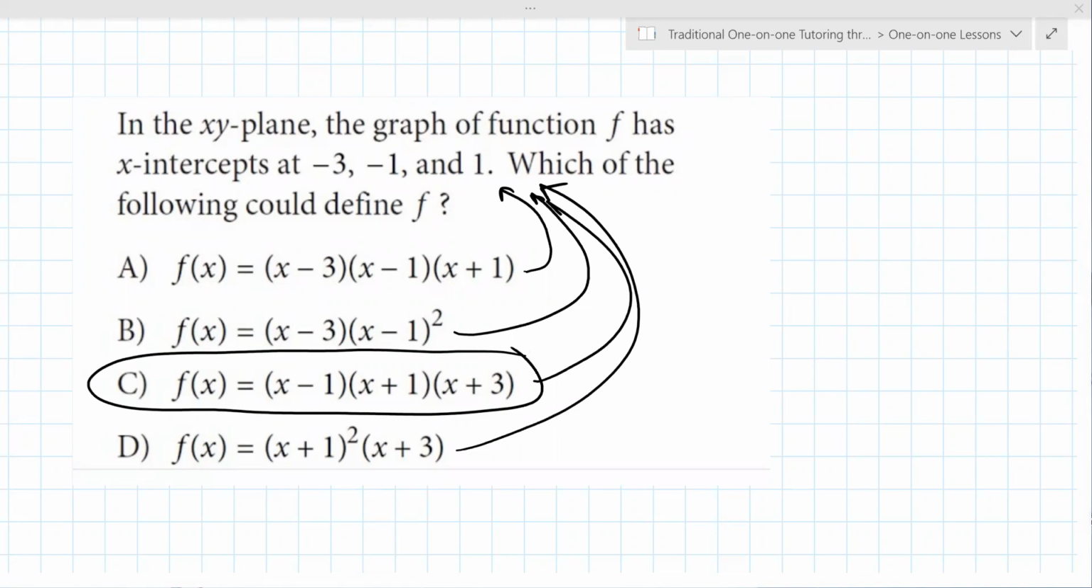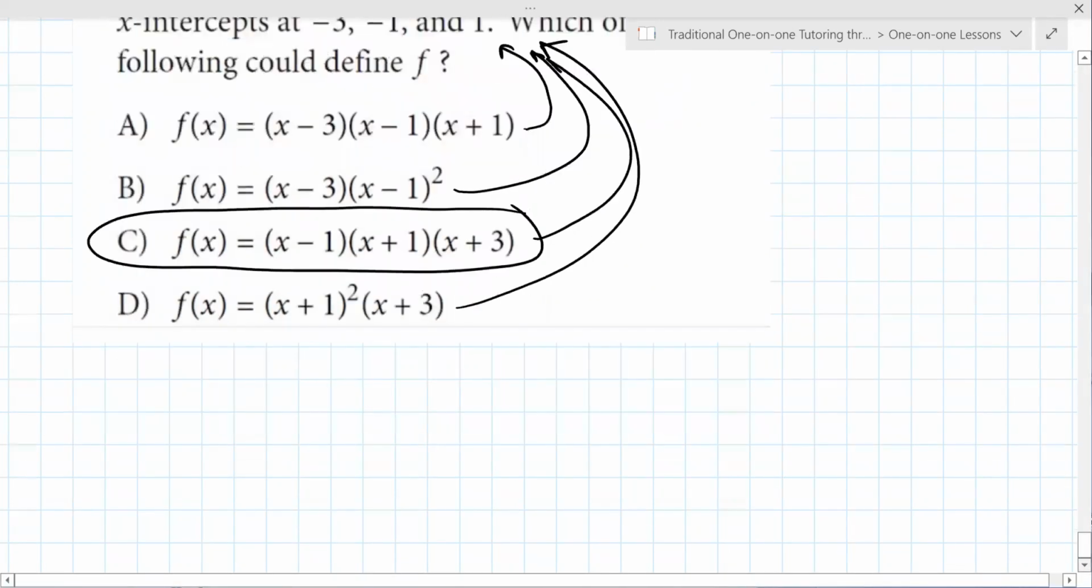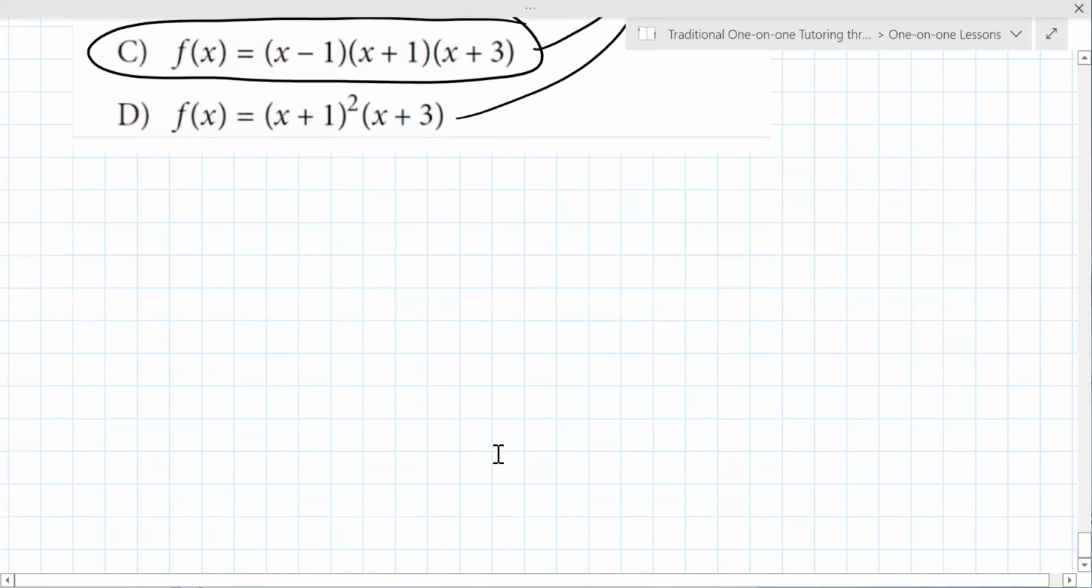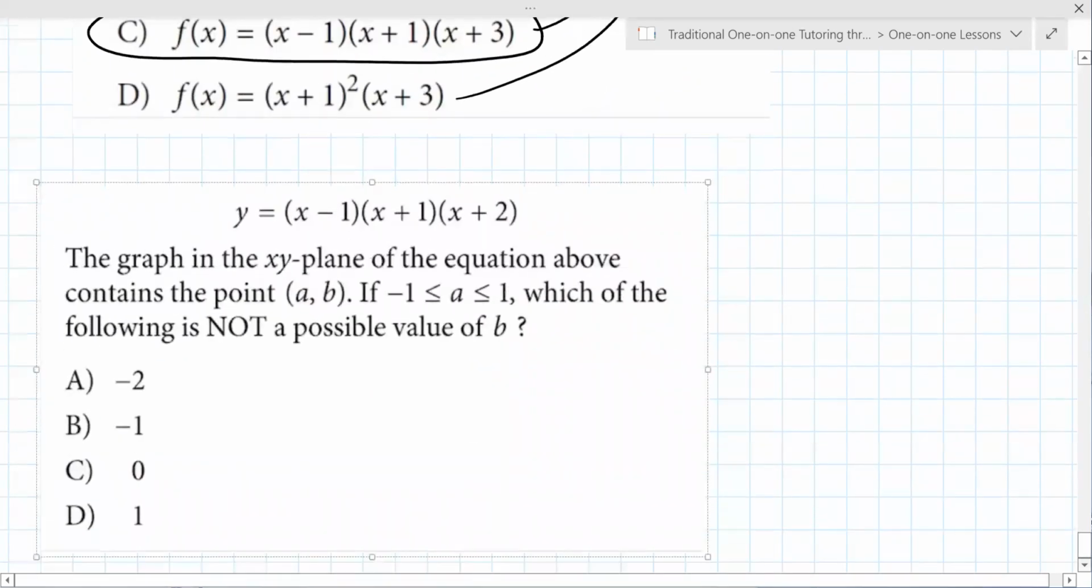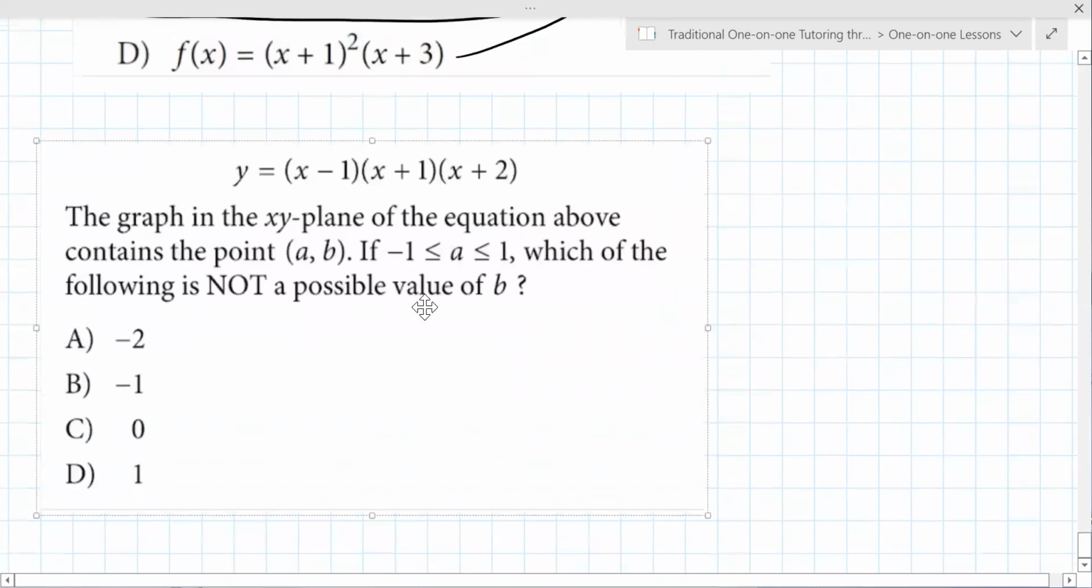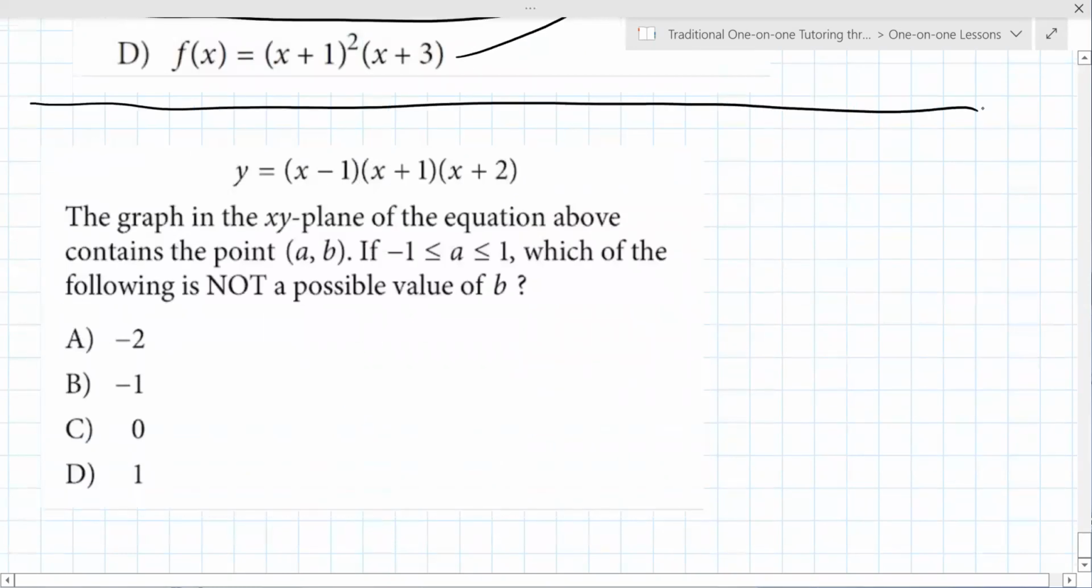Okay. So this one has a lot of other words, but I want you to try to use the same approach that we've been using. The words don't actually mean much in this one, but they're there. So go ahead and read this one to yourself and see what you come up with. The graph in the xy plane of the equation above contains the point (a, b). If -1 is less than or equal to a, and a is less than or equal to 1, which of the following is not a possible value of b?